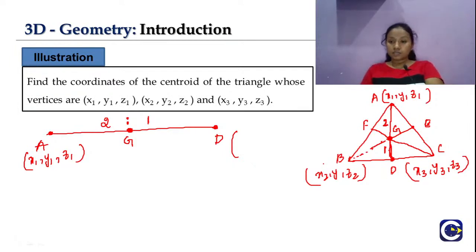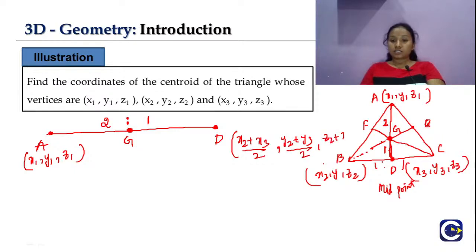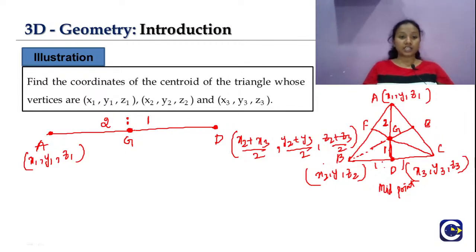So D is nothing but the midpoint, as I mentioned. Midpoint means it's in the ratio of 1:1. We have just seen what the coordinates will be for a midpoint, simply the average. That means (x2 plus x3) by 2, (y2 plus y3) by 2, and (z2 plus z3) by 2. Now this is the line segment AD, and this point G, which is the centroid, divides this line segment AD in the ratio of 2:1.